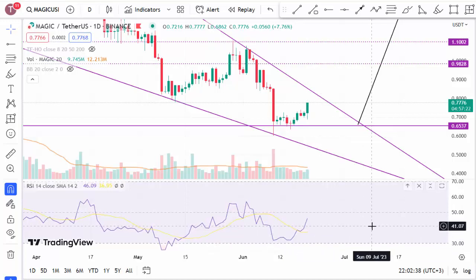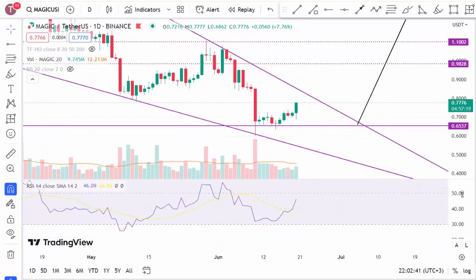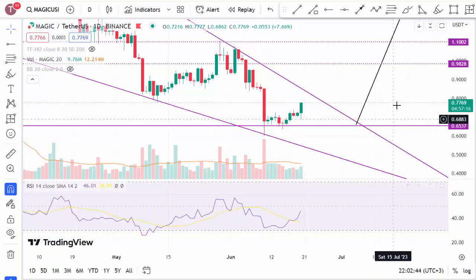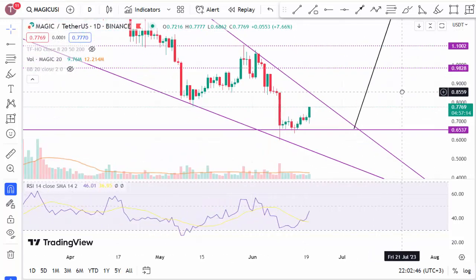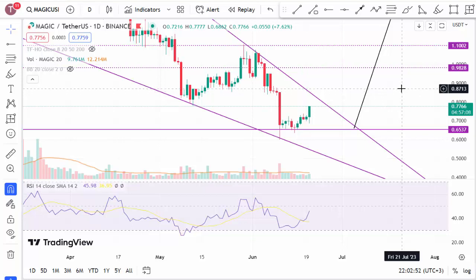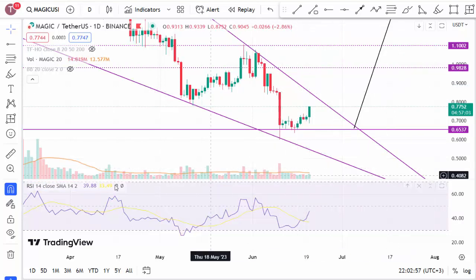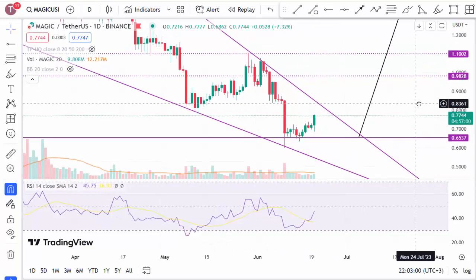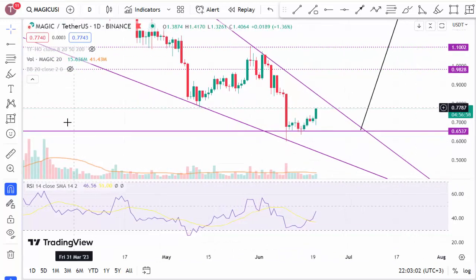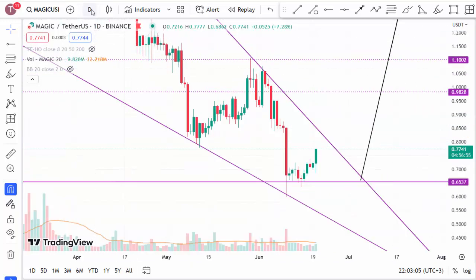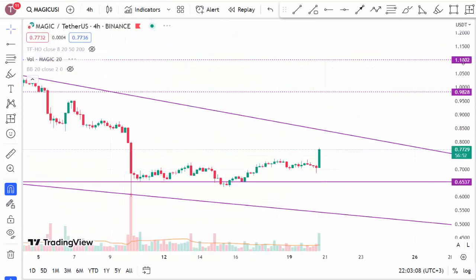RSI is nicely breaking its average range value in an upward direction. It is currently heading towards the 50 level. If the 50 level is broken to the upside, we may see further upward movement in price. Breaking above the 50 level signifies the continuation of the trend. It's important to keep this in mind. It would be favorable for the level to move above.